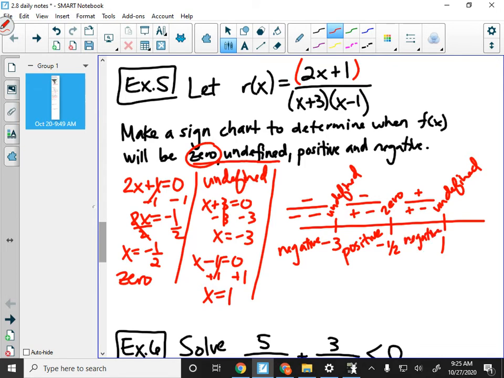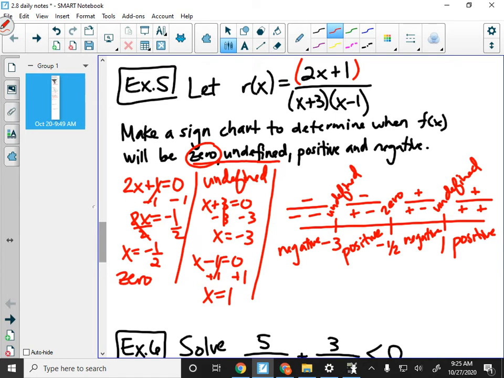And then finally a number greater than 1. So greater than 1 would be like 2. 2 times 2 is 4. 4 plus 1 is 5. 2 plus 3 is 5. 2 minus 1 is 1. Positive divided by a positive times a positive would be a positive number.